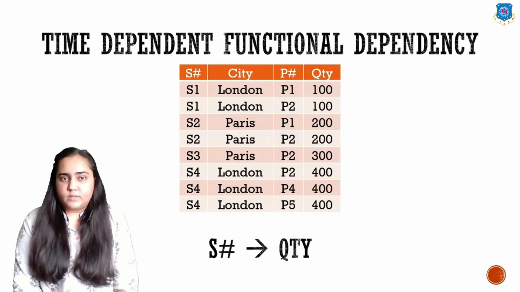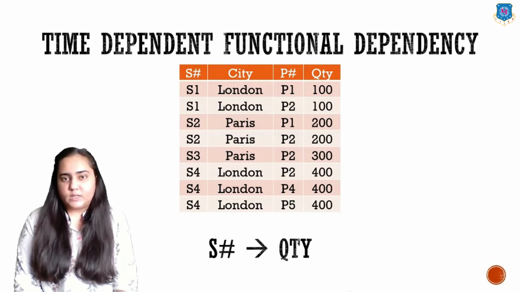Take a look at this dependency, which is a time-dependent functional dependency. S hash determines quantity. So you'll notice that whatever was happening with S hash and city, the same thing is happening with S hash and quantity. Every supplier is supplying the same quantity. For example, S1 is supplying 100 every time, no matter which part it is. And S2 is supplying 200, even though it is selling two different parts, P1 and P2. S3 is supplying 300, and S4 is supplying three different parts and all three with 400 quantity.